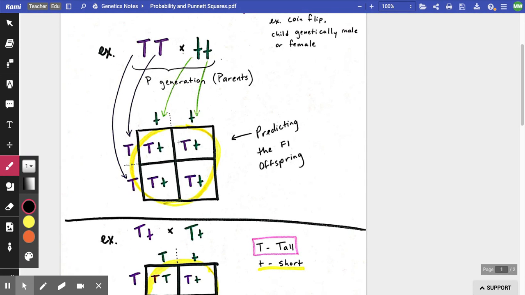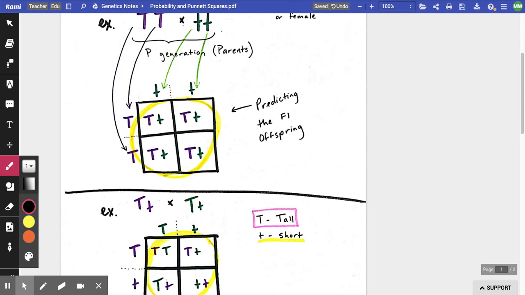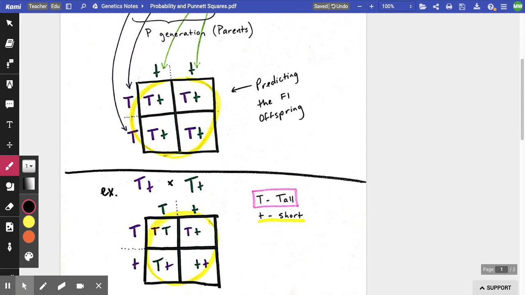From there, we want to fill in these 4 boxes. And how do we do that? Well, I fill in the boxes by going across and then down. And the result is essentially predictions, possibilities for the genotypes or the genetic combinations of the babies, of the offspring.